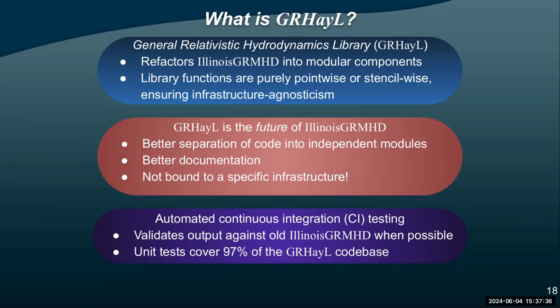And for things that are completely new in GRHayL, we have tests that validate against a trusted version of the GRHayL code. And these unit tests cover 97% of the code base, which is a very high percentage. If you're familiar with unit testing, that's basically the whole thing. The remaining parts are like error branches or small things where we would have to really go in and get individual tests to get another 2 lines of the code or something like that. So that's a very high percentage to cover.